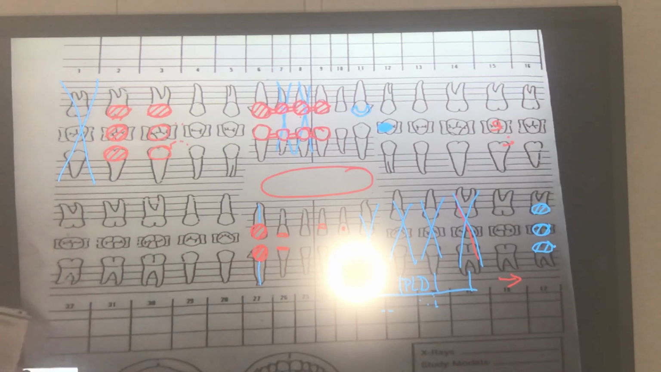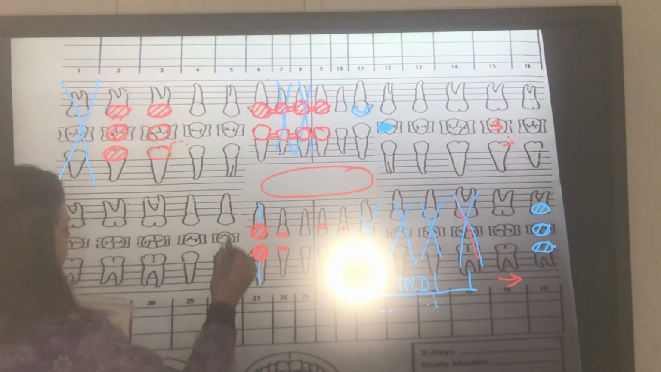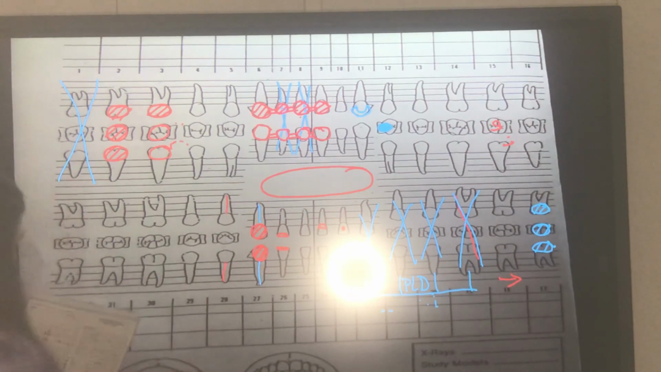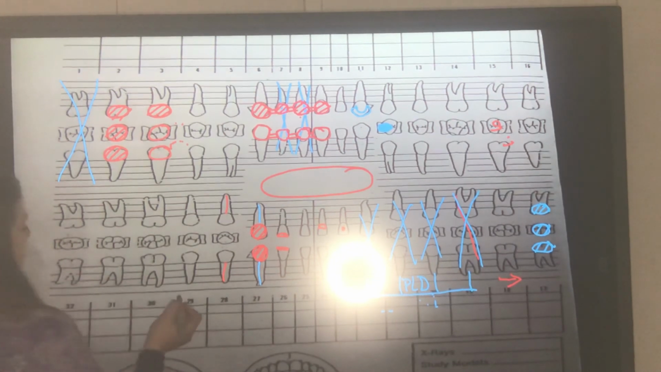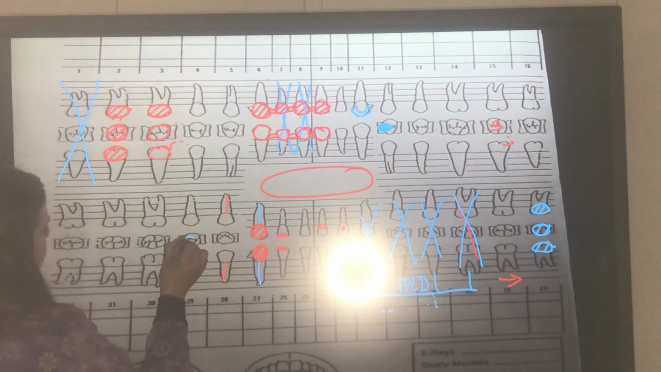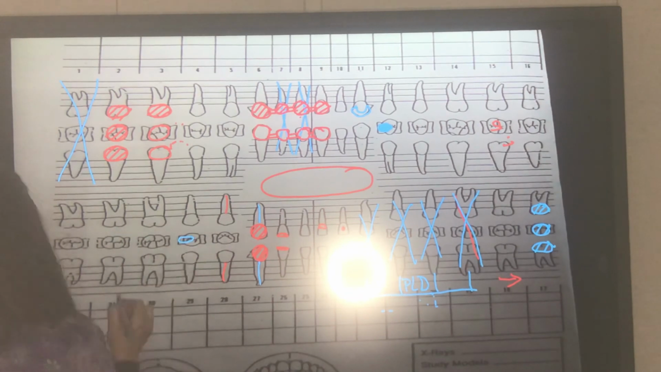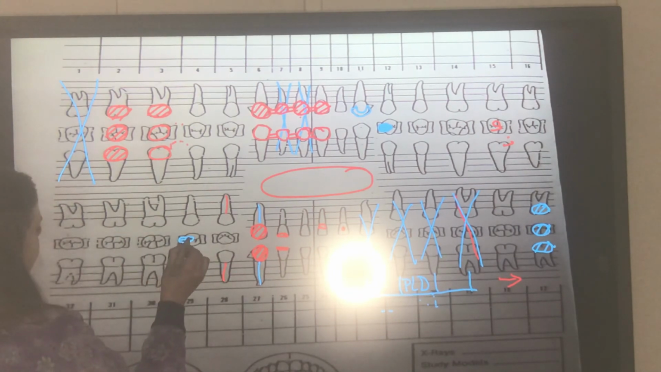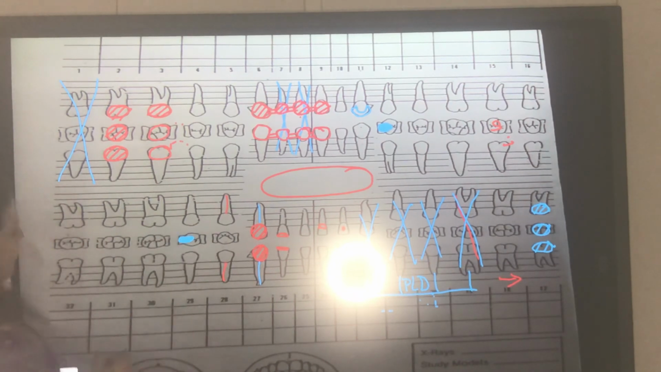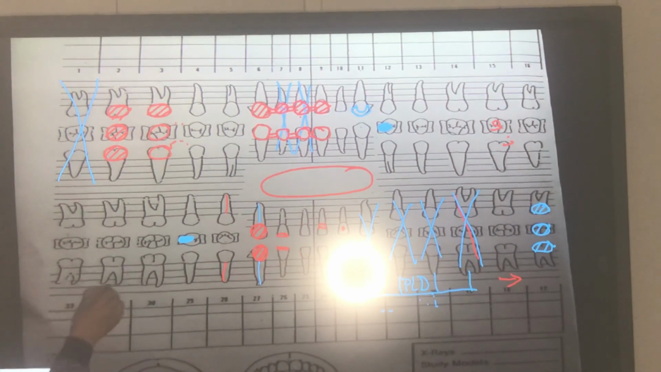28 needs a root canal. 29 has a distal occlusal amalgam, so it's filled in. Okay? Tooth number 31 and 32 are both impacted. So you're going to circle both.